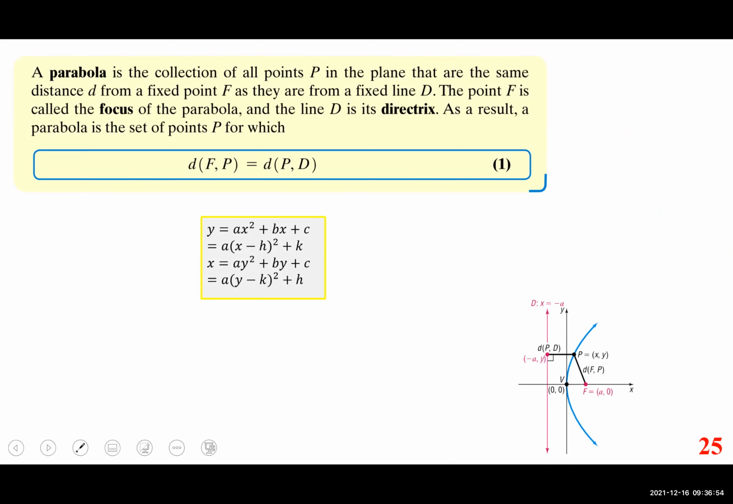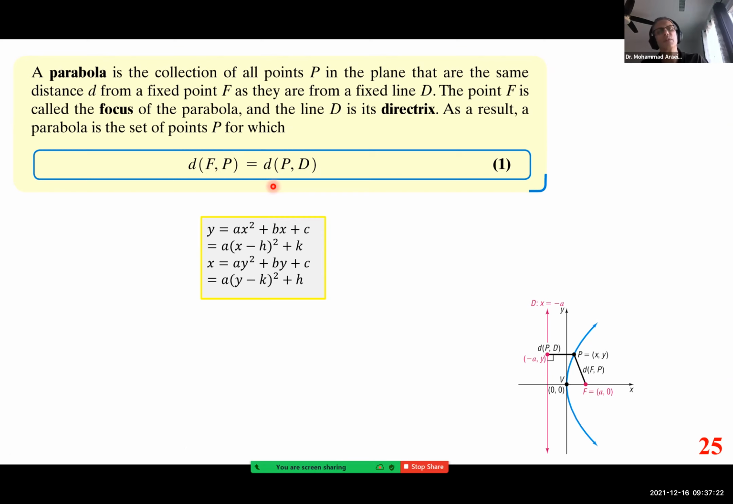A parabola is a collection of all points P in the plane that are the same distance d from a fixed point F as they are from a fixed line D. The point F is called the focus of the parabola, and the line D is the Directrix. As a result, a parabola is the set of points P for which the distance of F and P is the same as the distance of P and D.